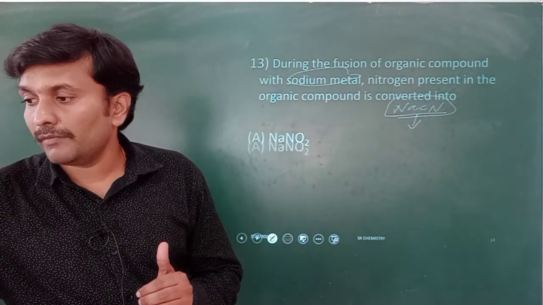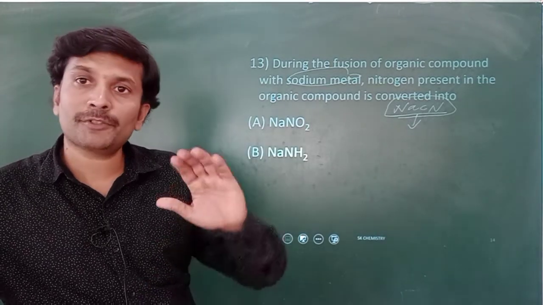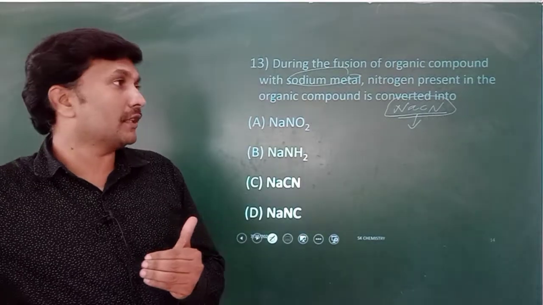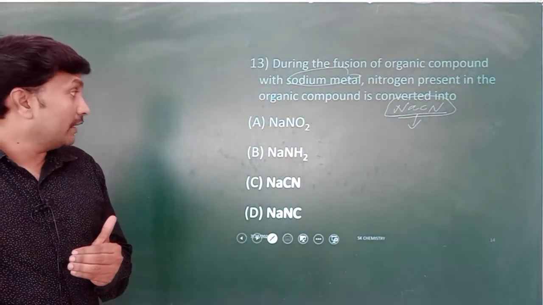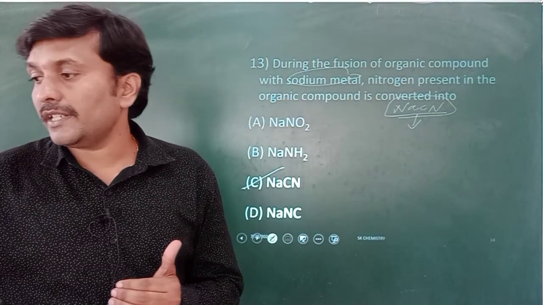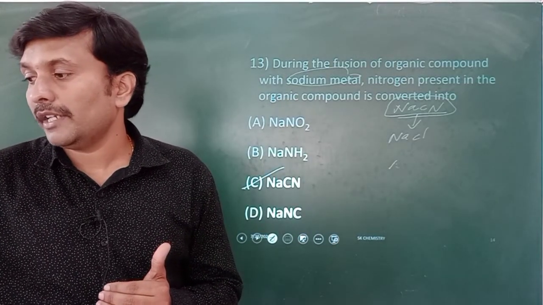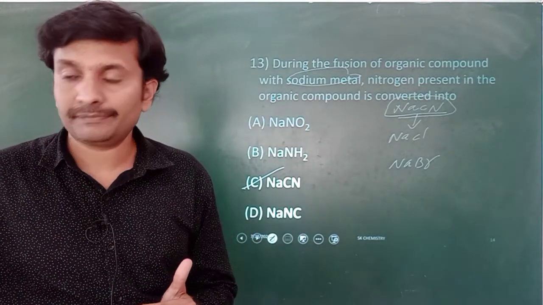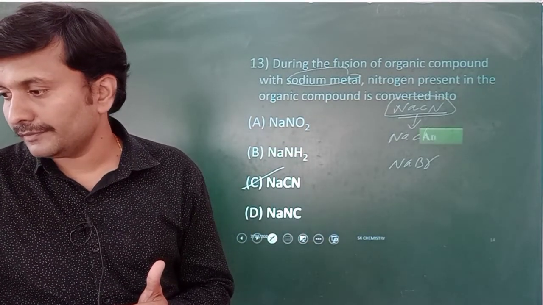So here, sodium nitroprusside is a different test for a different element. Which is the compound which has been formed for this, the 13th question? NaCl. So always in the first step NaCl will be formed, or NaBr. This is called the sodium fusion extract. So which is the option, children?